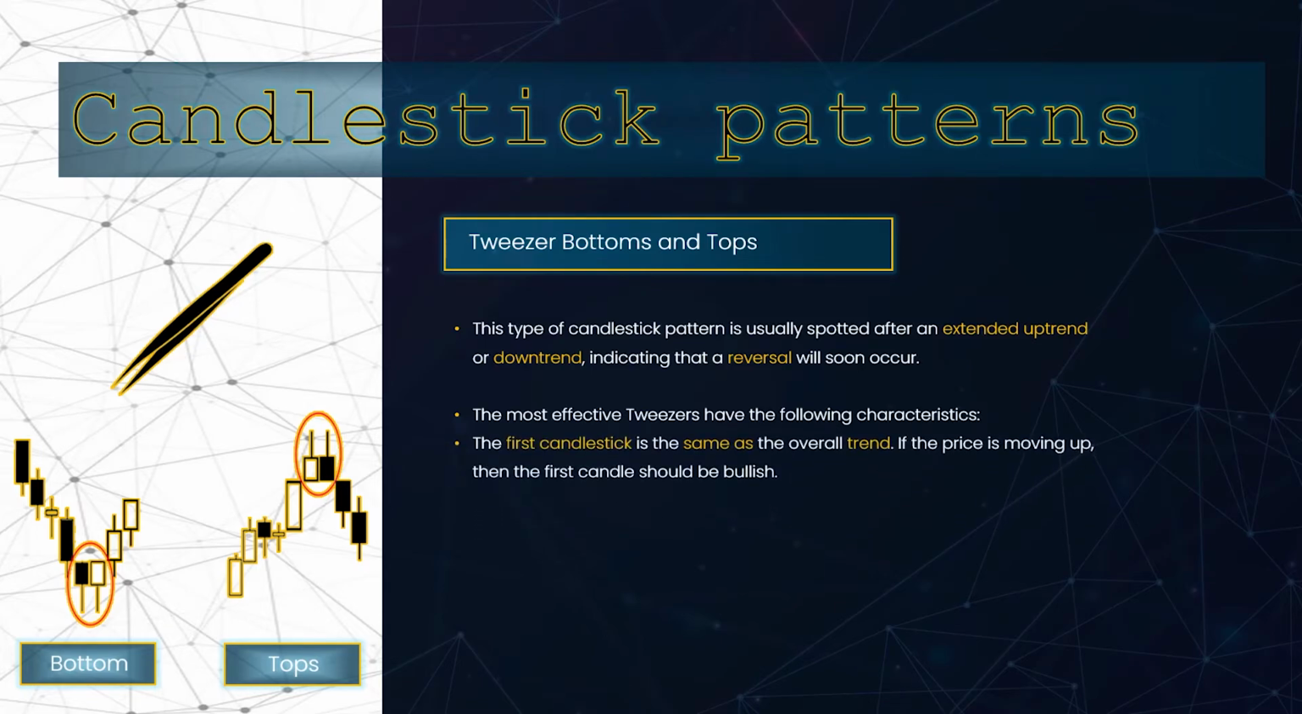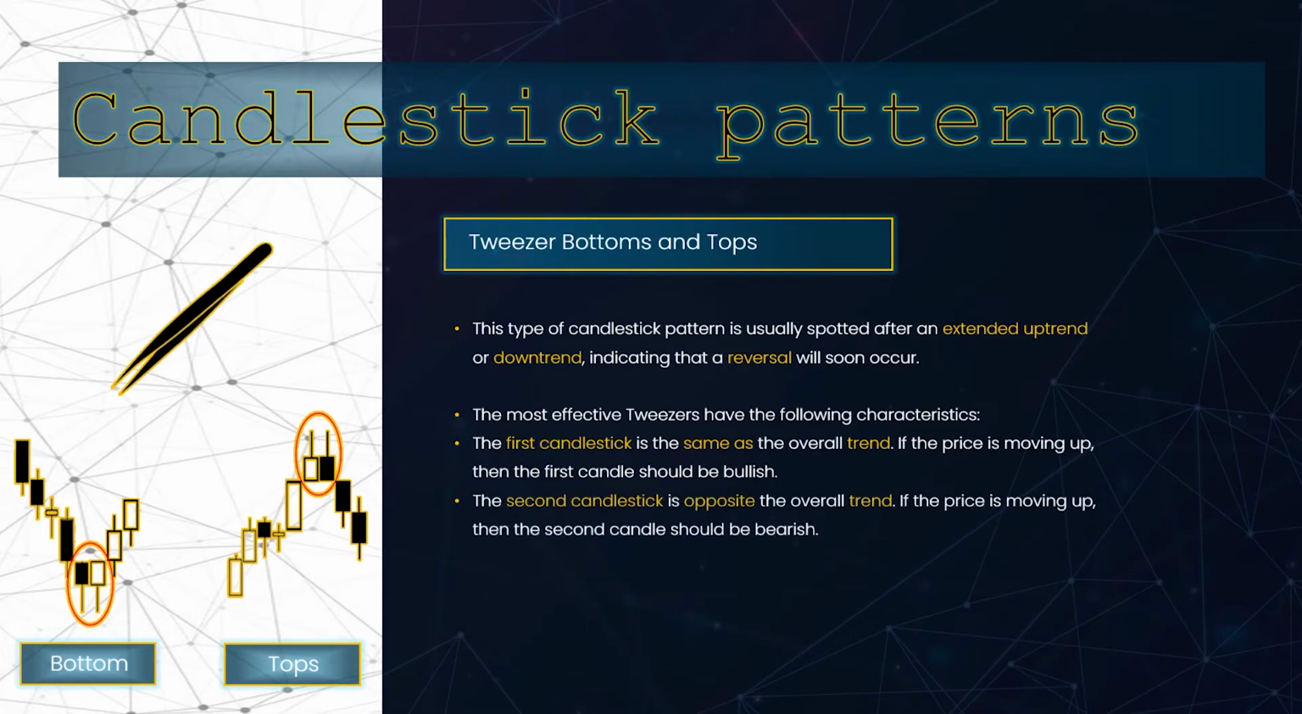The first candlestick is the same as the overall trend. If the price is moving up, then the first candle should be bullish. The second candlestick is the opposite of the overall trend. If the price is moving up, then the second candle should be bearish. The shadows of the candlesticks should be equal or near equal in length. Tweezer tops should have the same highs, while tweezer bottoms should have the same lows.